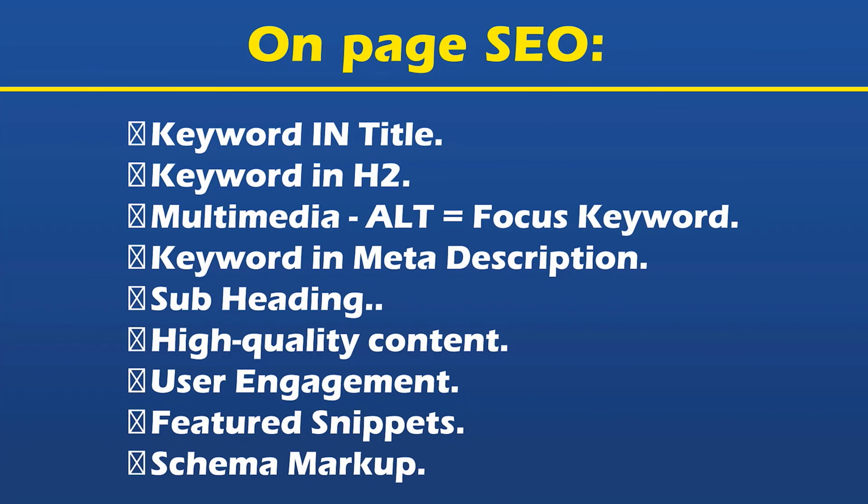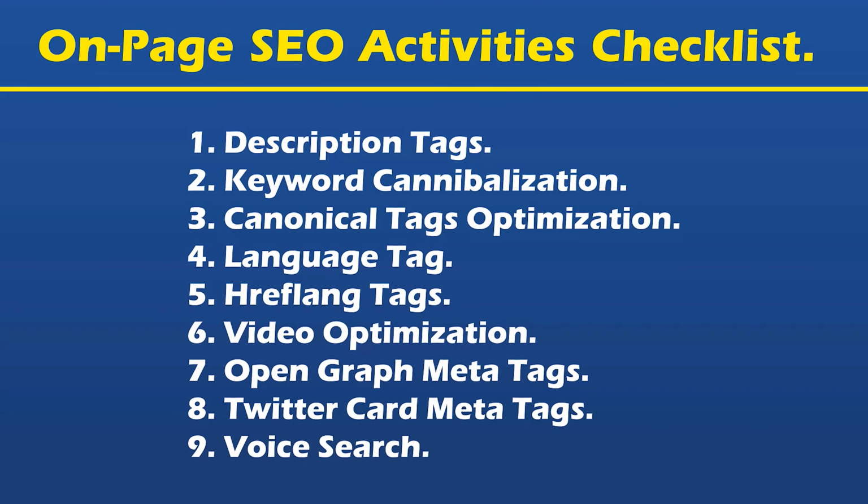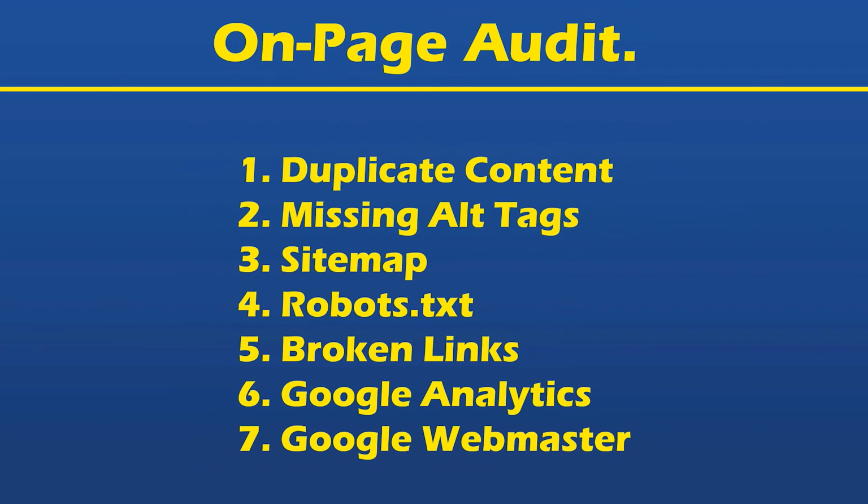On-page SEO: keyword and title, keyword and H2, keyword and meta description, high-quality content, user engagement. On-page SEO activities checklist. On-page audit: duplicate content, sitemap, robots.txt, broken links.